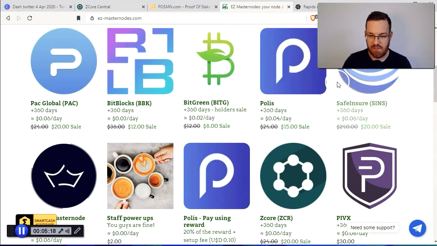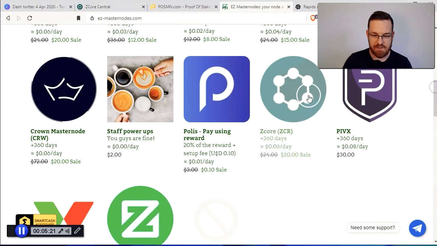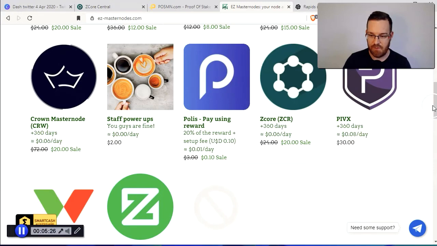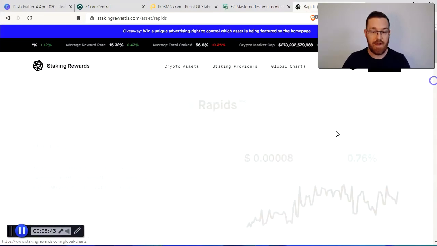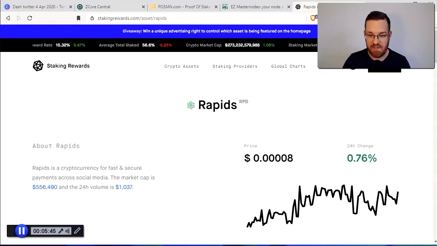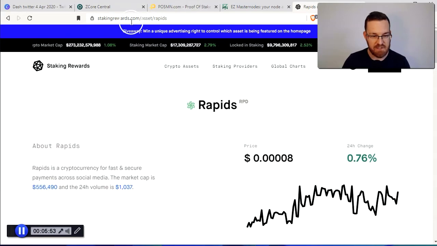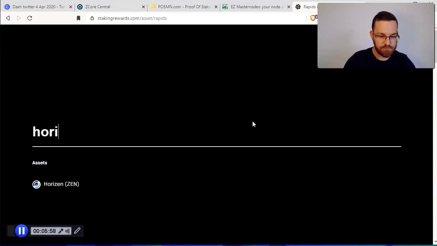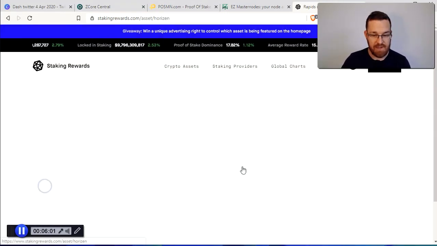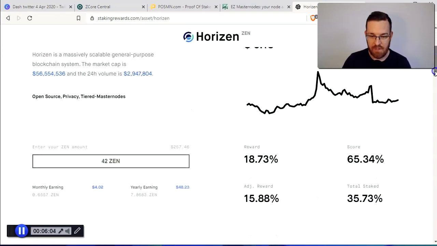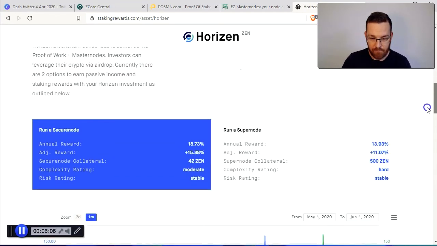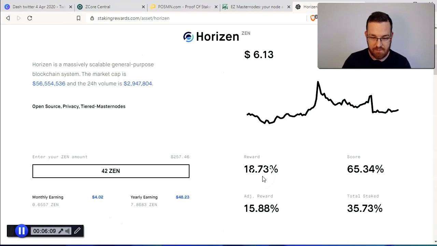Then you have others like Polis, Zcore, which is from the other platform I talked about, and PIVX. They're pretty popular overall. If you're asking yourself about a specific coin, I'm using the site stakingrewards.com. For example, Rapids shows a 43% reward. Let's go over to Horizen, and you'd get the data for this specific coin as well, like the reward.